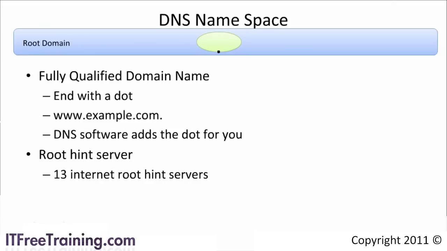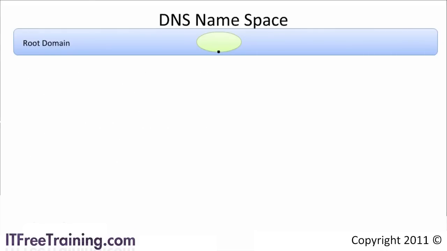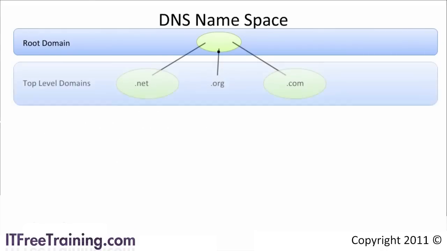These are independently managed. When you pay to register a domain name, you are paying to be part of this service. 13 may not seem a lot when you consider the size of the Internet, but this is in fact a limitation of the TCP protocol. Even so, the root hint servers are on high availability clusters, so you can be assured your DNS server will be able to contact one. The root hint server will return the IP address of a top-level domain DNS server.